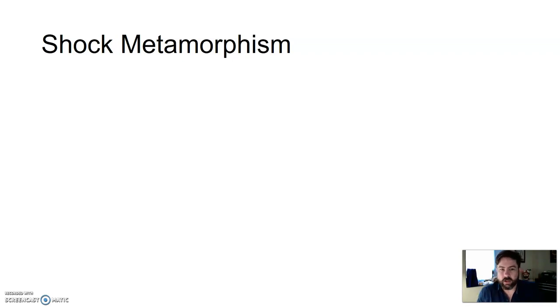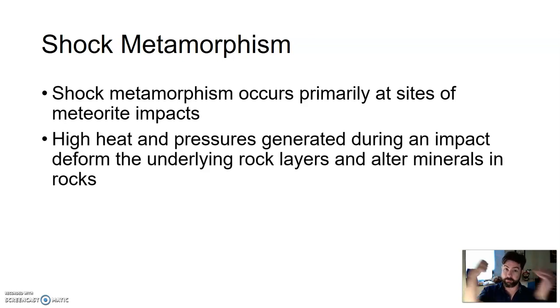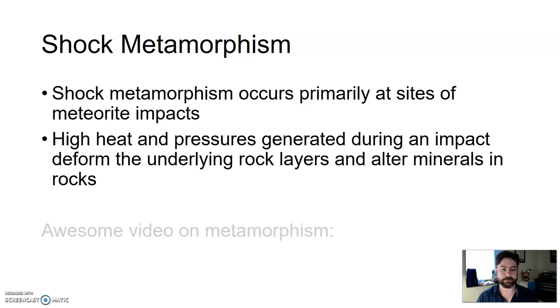And then finally we have shock metamorphism. This occurs primarily at sites of meteorite impacts. So not necessarily on a big scale. You do get high heat and high pressure generated by impacts. I mean, that's a lot of pressure. I can feel my hand warming up from those impacts. So you do generate high heat and pressure in a very close area around impact sites. The area underneath an impact site deforms, altering some of the minerals in rocks. Not necessarily the rocks themselves, but the minerals in rocks. But if you're changing the minerals in rocks, then you don't have the same exact rocks anymore. So shock metamorphism, again, primarily near impact sites.